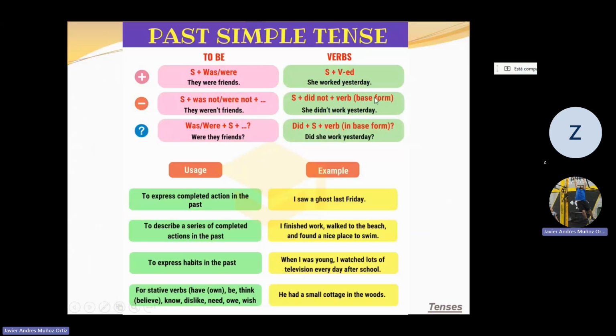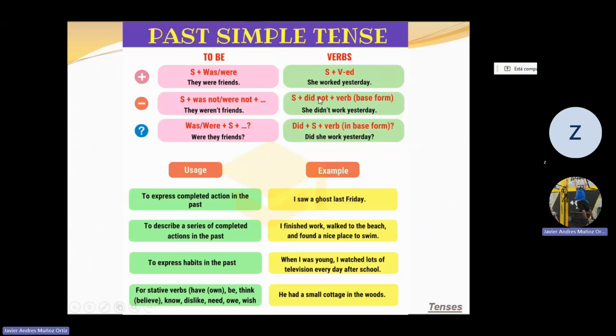When we compare this grammar with simple present tense, we have already done this. So we are going to see that the only thing that changes with verb to be in terms of present and past is the conjugation. It's not going to be am, is, or are. It's going to be was or were. That's it.